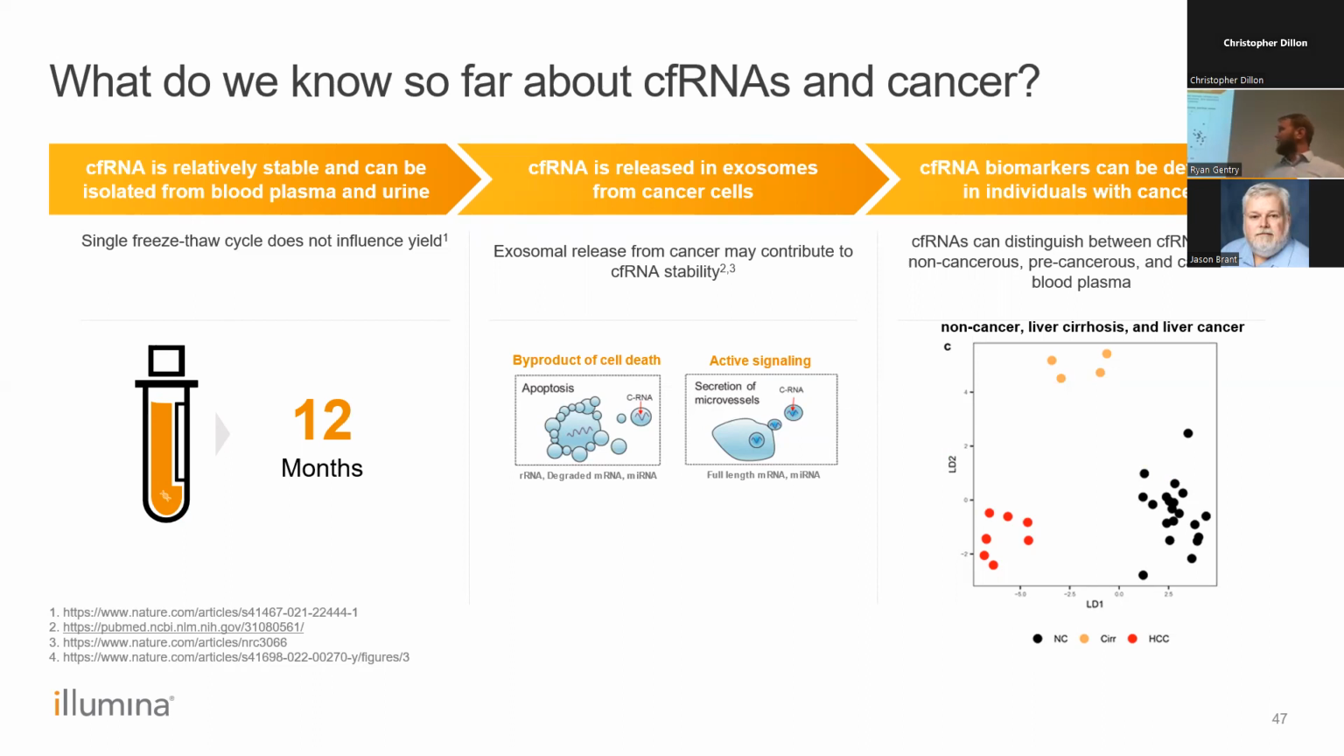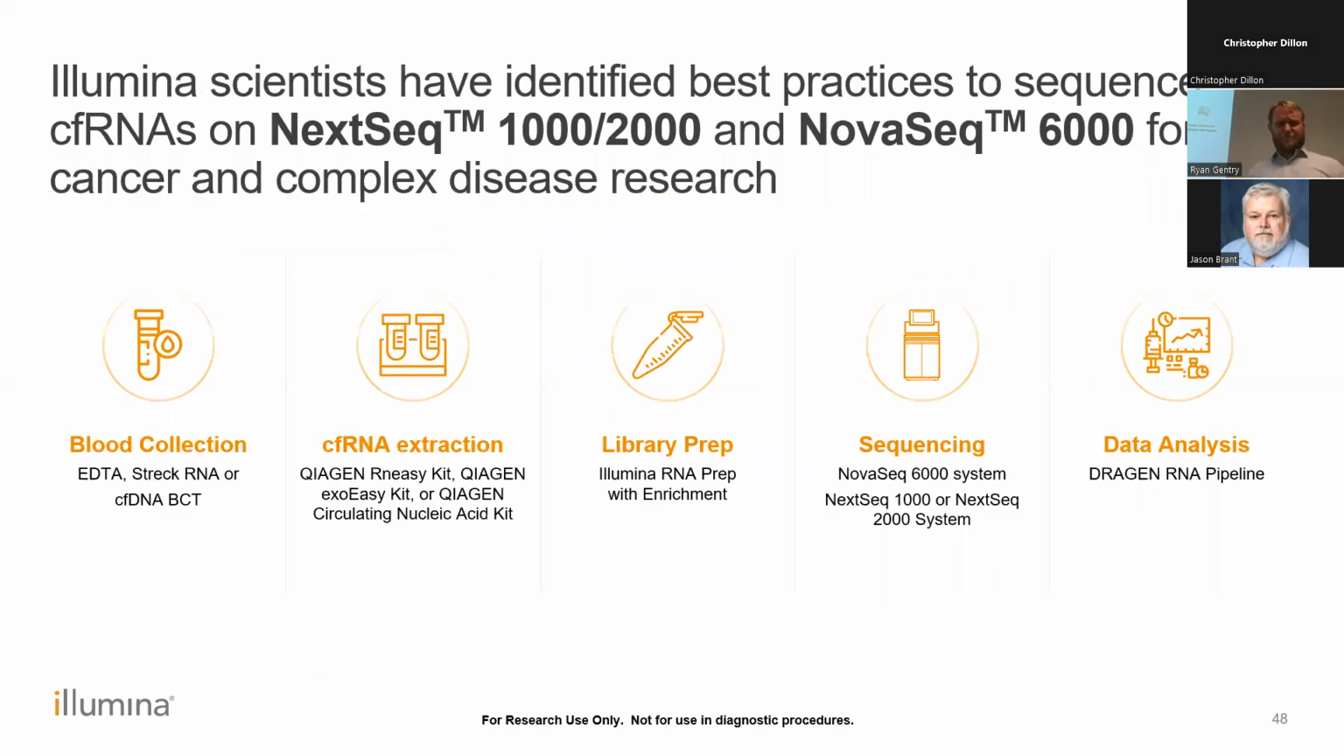And then exosomal release in cancer. So cfRNA is released by exosomes, as I said before. And then cfDNA or RNA markers can be detected in individuals with cancer. And so with that, what we want to try to do is that sequencing. The way that Illumina would suggest doing it is with an exome approach on the RNA. So we can do a total Illumina RNA prep with enrichment, where the probe sets are for the exonic regions. And so you would do your blood collection using, say, Streck tubes. We would do a cfRNA extraction with QIAGEN, like RNeasy or one of these kits up here, then library prep and our sequencing.